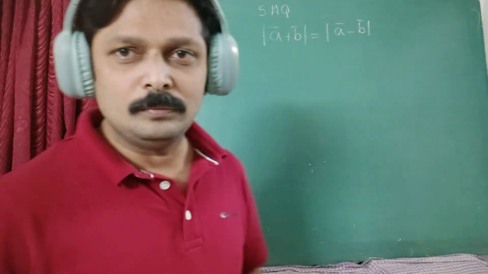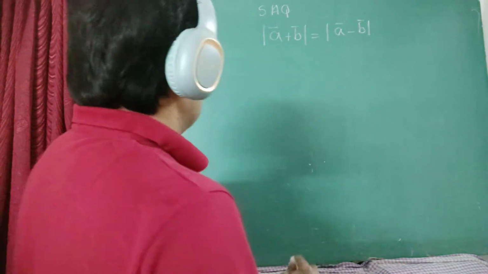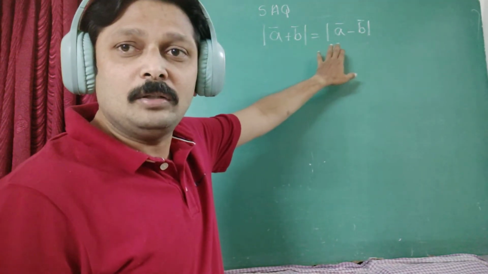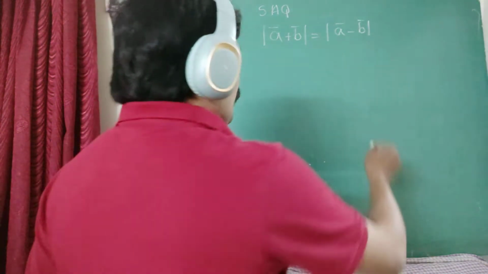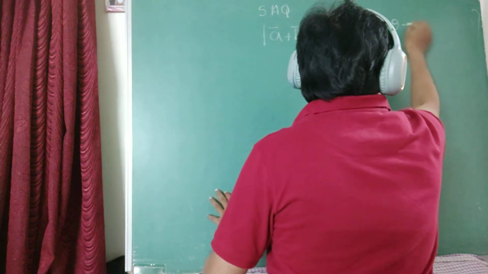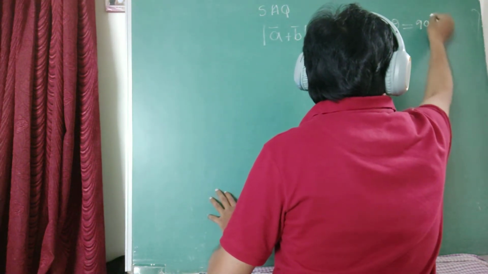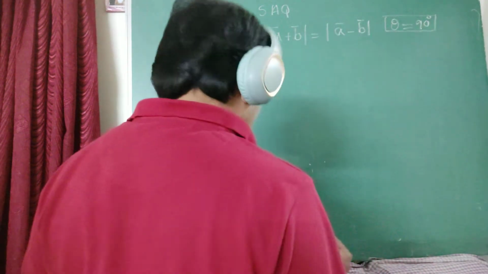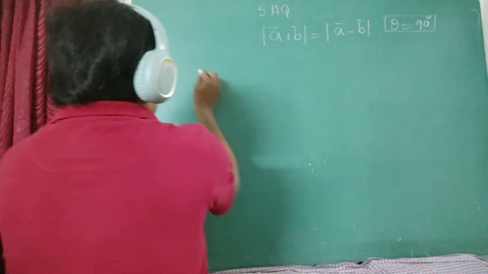I'll start now. Okay. Now here the point is: magnitude of a bar plus b bar equals magnitude of a bar minus b bar, and find the angle between them, which is 90 degrees. Now we have to work on that.